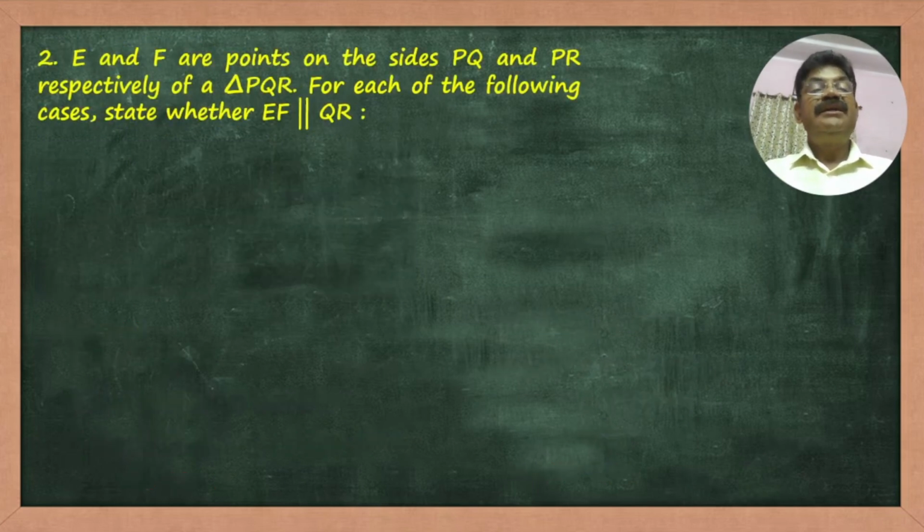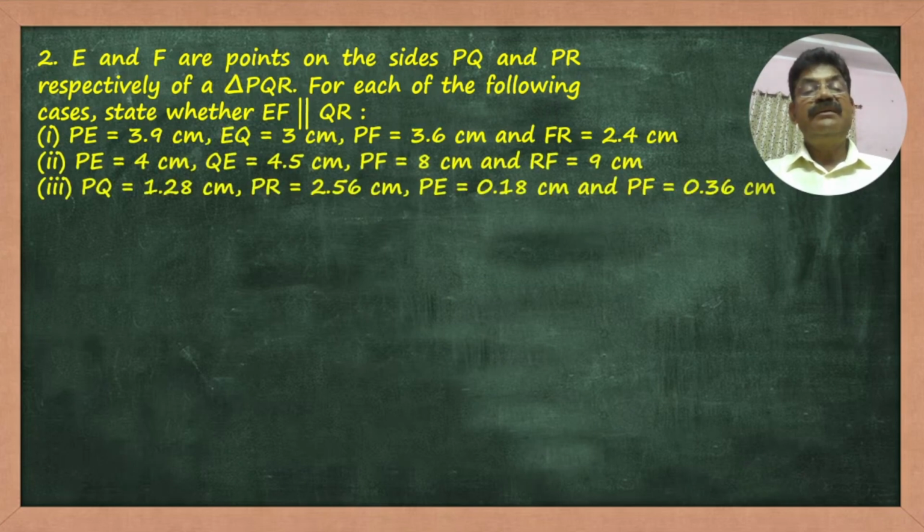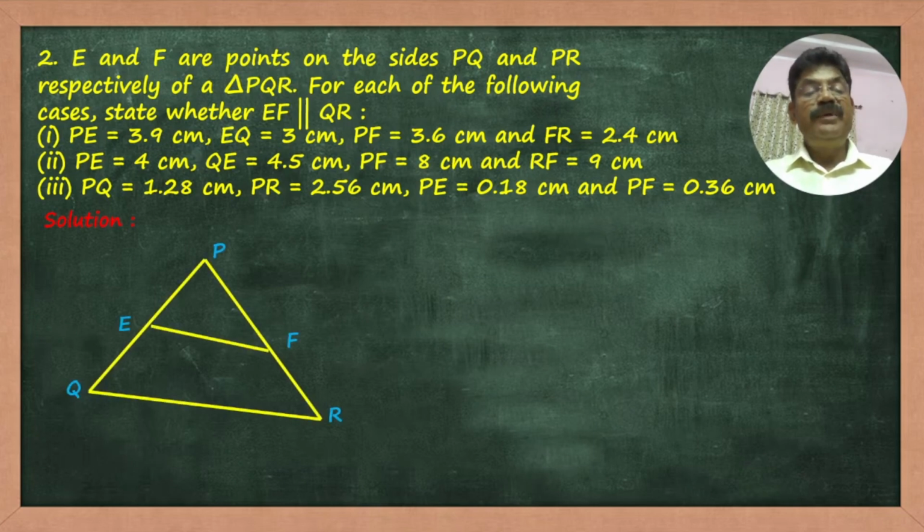Second problem. E and F are points on the sides PQ and PR respectively of a triangle PQR. For each of the following cases, state whether EF is parallel to QR. So we are going to apply theorem 6.1 for the following three cases. First, let us see the diagram. PQR is a triangle. E is a point on the side PQ and F is a point on the side PR. So, if EF is parallel to QR, then the ratio PE divided by EQ must be equal to PF divided by FR.